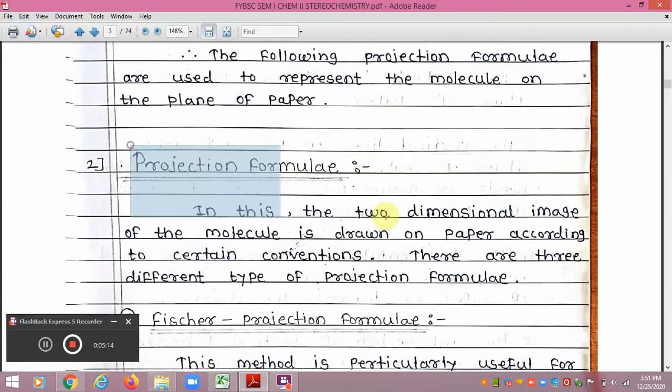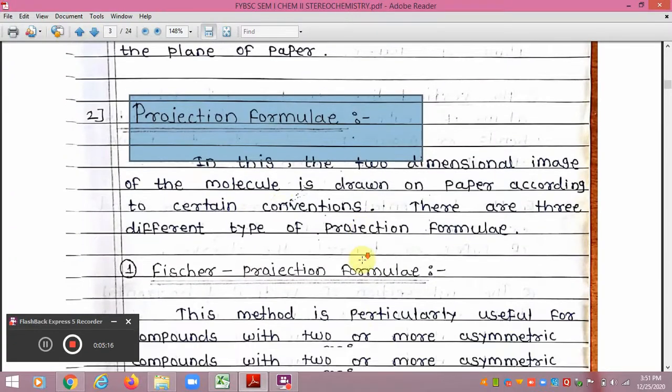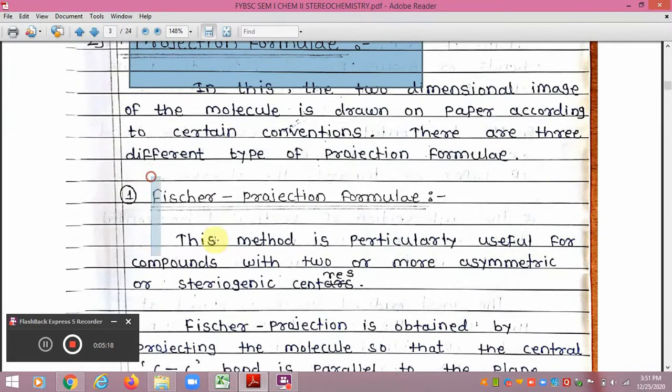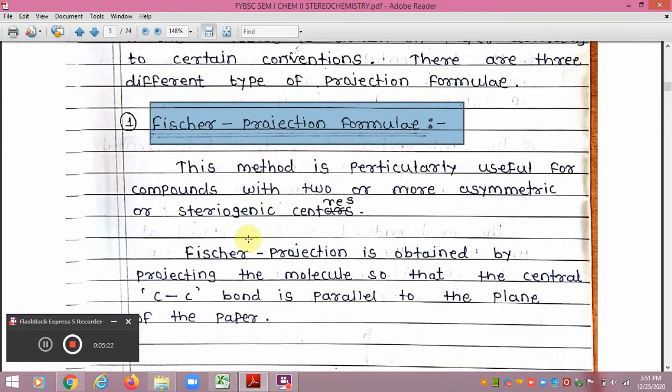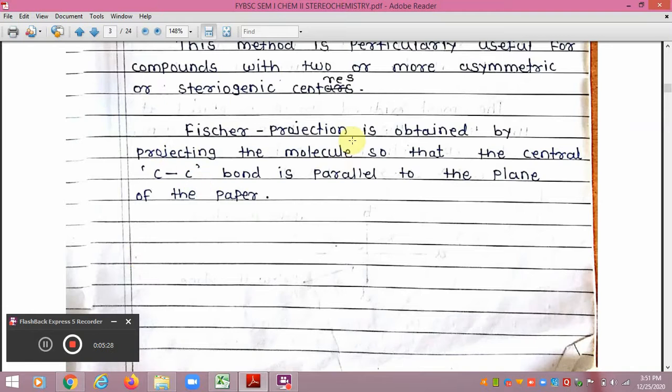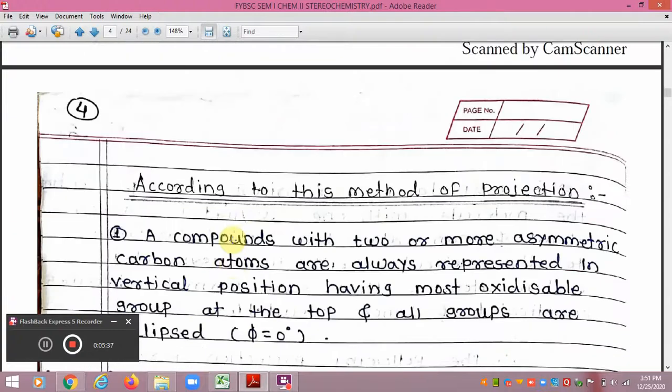Another projection formula to understand the chemical structure of the molecule, and the first type of projection formula is called the Fischer projection formula. This method is particularly useful for compounds with two or more asymmetric stereogenic centers or asymmetric carbons, and the Fischer projection is obtained by projecting the molecule so that the central carbon-carbon bond is parallel to the plane of the paper.